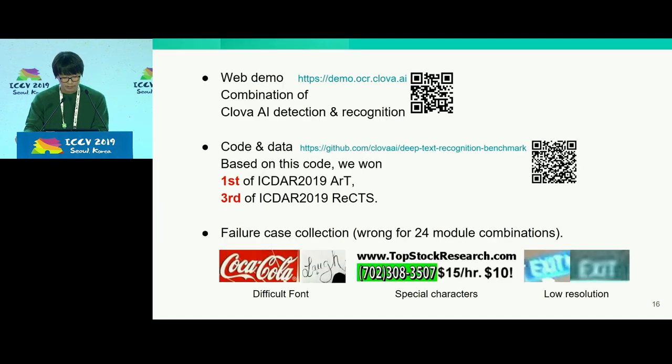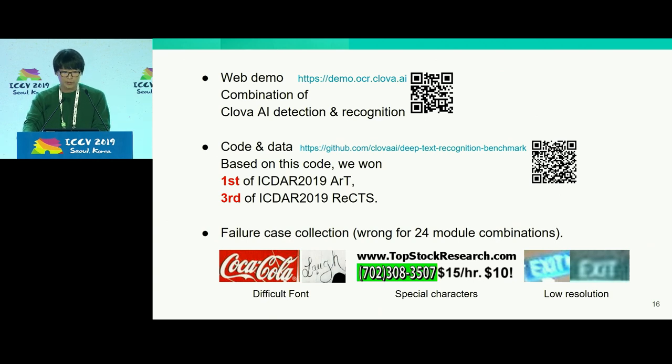And feel free to try our web demo. In the web demo, we provide the combination of Clova AI detection and recognition. We currently use a more advanced model compared to our paper. And we released code and data on our GitHub.